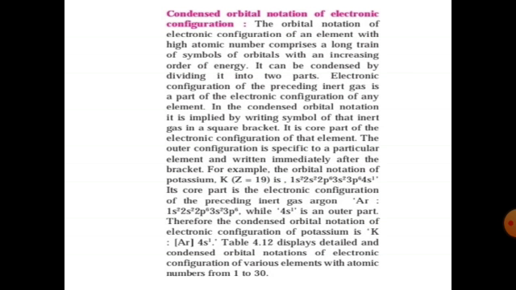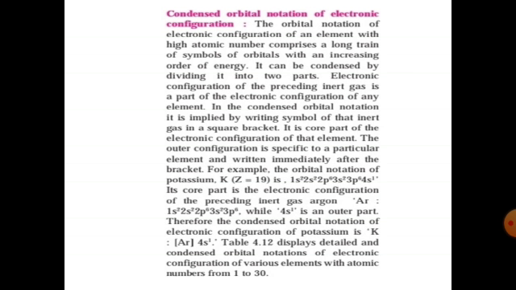In the condensed orbital notation, it is implied by writing the symbol of that inert gas in a square bracket. It is the core part of the electronic configuration of that element. The outer electronic configuration is specific to a particular element and is written immediately after the bracket. So first you have to write the electronic configuration of the inert gas and then the outer electronic configuration.